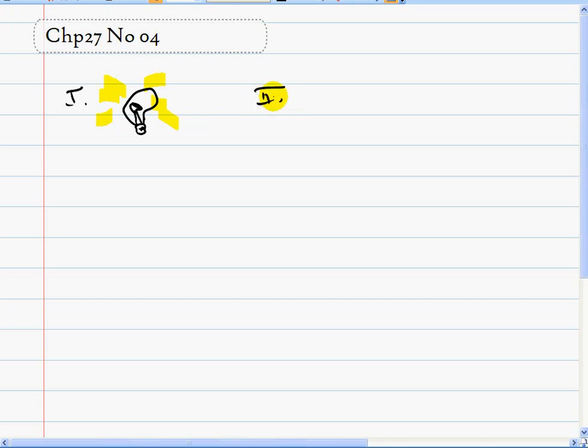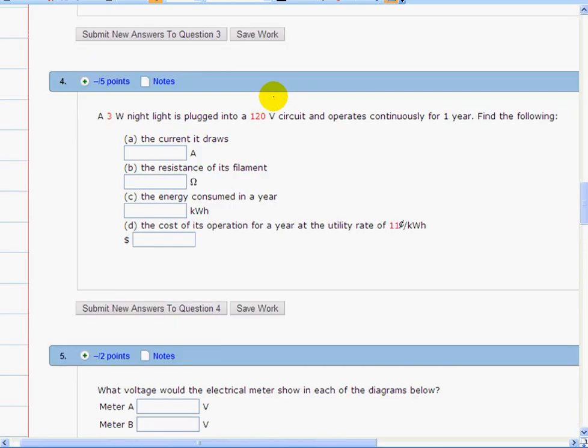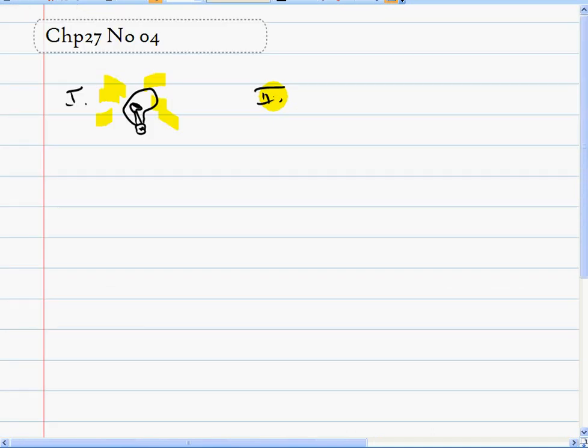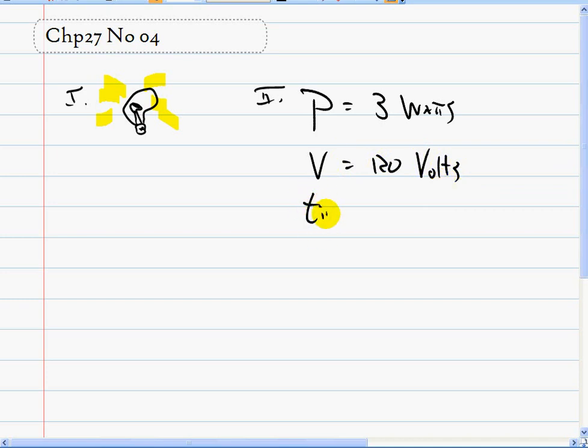Step 2, we list all of our known and unknown information. We're given that it's 3 watts, 120 volts, 1 year. Okay, 3 watts is a measure of power. 120 volts obviously is a measure of voltage. And then 1 year, what's 1 year a measure of? Time, that's correct, okay? Later on we're going to have to convert years, it's kind of a pain, into hours for kilowatt hours, okay? So, not horrible, it's just something we got to do, okay?